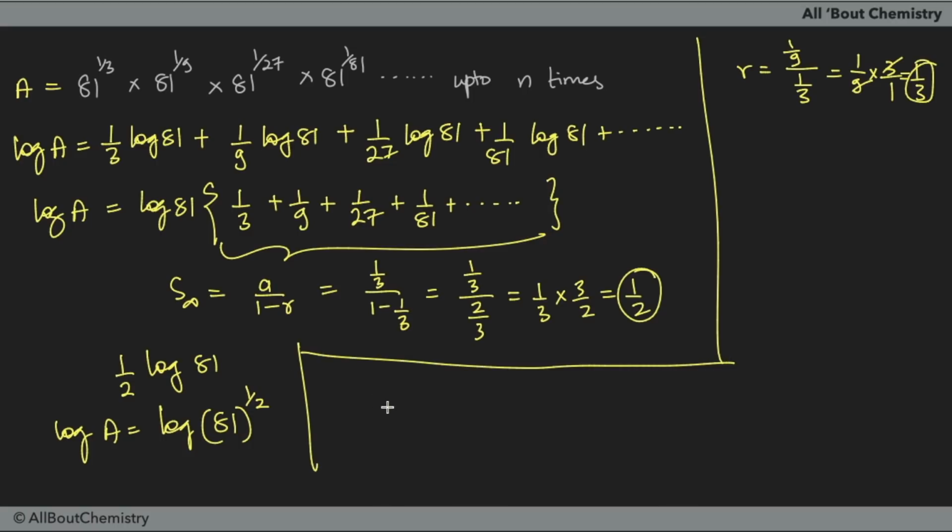So this will become A, which actually is this much, and this is what you are calculating: 81 to the power 1 by 2, or under root of 81, which is equal to 9. So the correct answer for this series is 9.